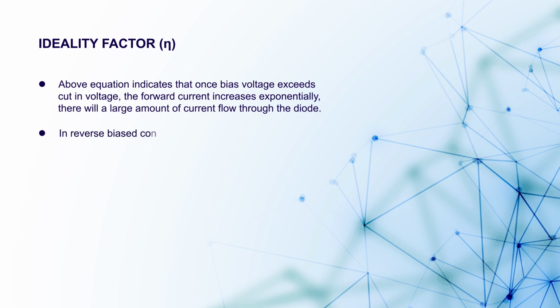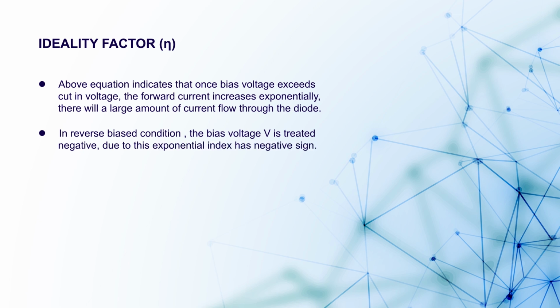In reverse bias condition, the bias voltage V is treated as negative. Due to this, the exponential index has a negative sign. As we can see in equation 1, the exponential term has the voltage V, which is the actual voltage applied to the diode.